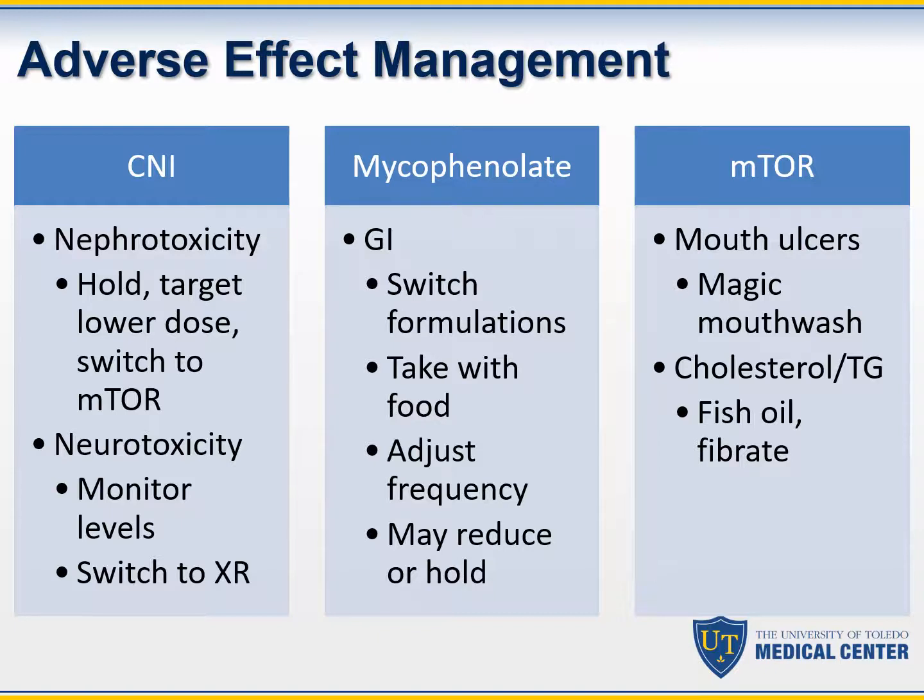If they present with some neurotoxicity, you would also want to monitor the levels, and you could consider switching to an XR formulation. If those patients present with hypertension, we usually manage them with a beta blocker, diuretics, or a calcium channel blocker, rather than changing the dose of the actual calcineurin inhibitor.